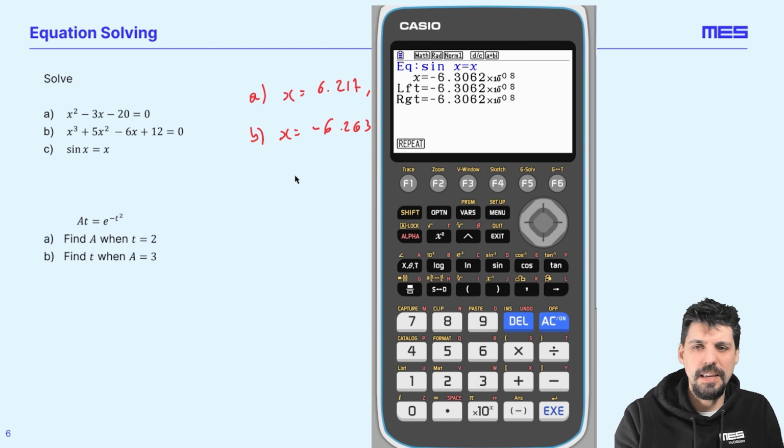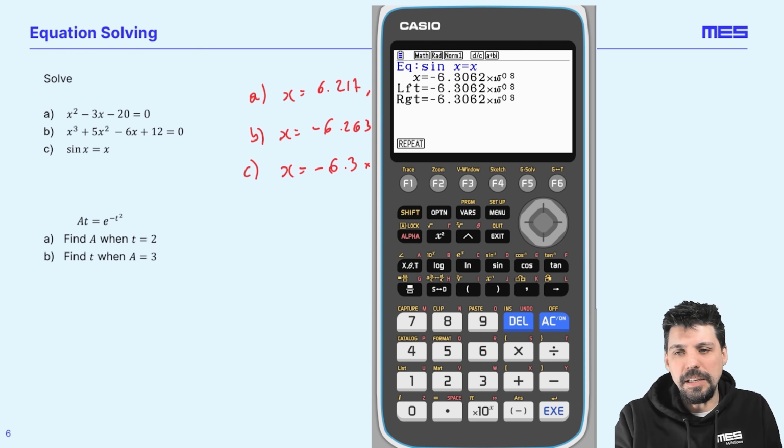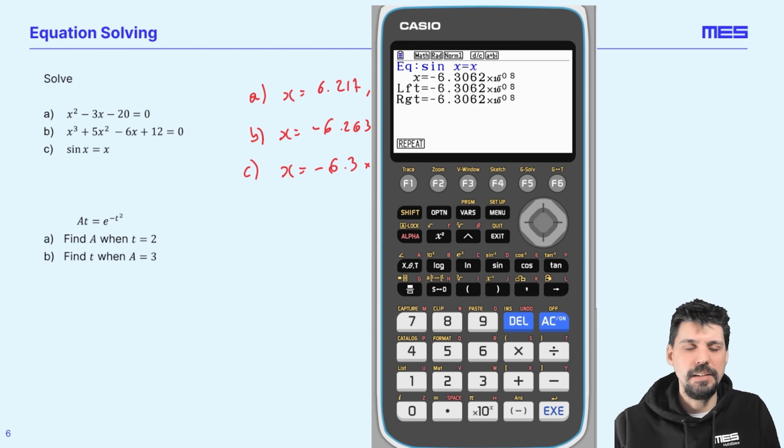We will investigate this later on. X is minus 6.3 times 10 to the minus 8. And basically what it's saying here is it is basically at 0. Sine x equals x is true at 0. So that's what it's found there for us.